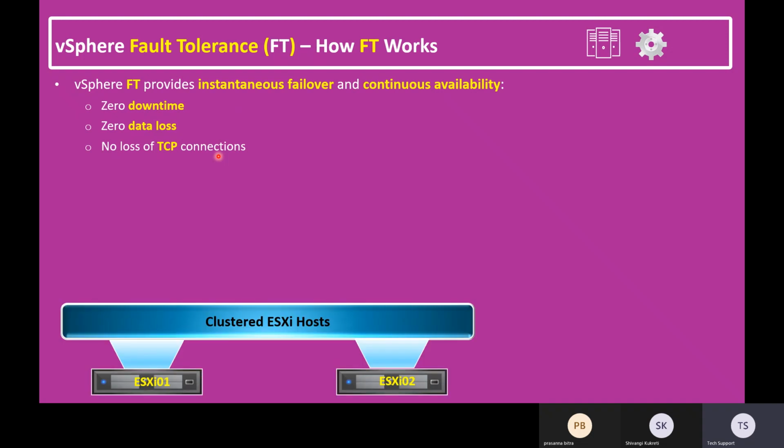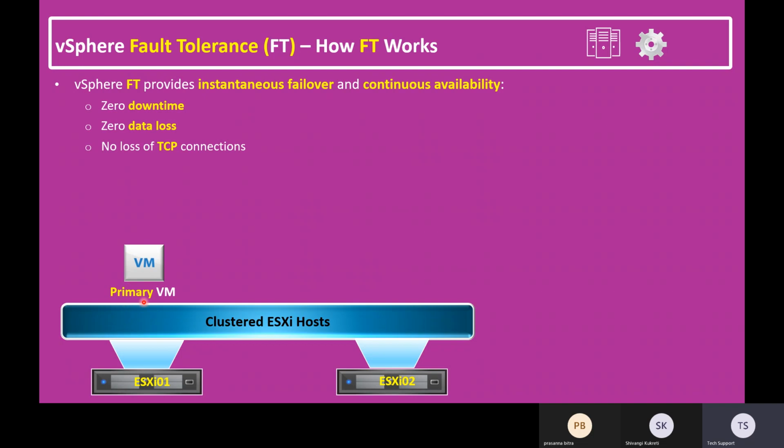For example, I took the minimum recommendation to enable FT. Within a cluster, we require a minimum of two ESX hosts. So I took the two ESX hosts, ESXi 01 and ESXi 02, and these two hosts are configured in a cluster. So both ESX hosts are part of a cluster. And then we created one production virtual machine. Let's say the first virtual machine, the production VM, we call it the primary virtual machine.